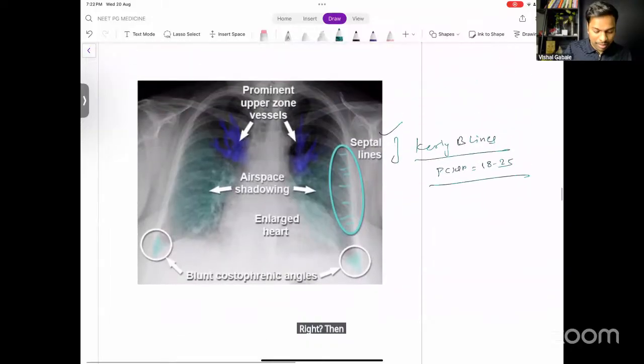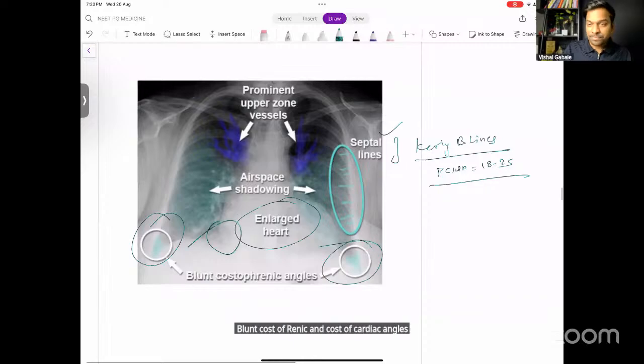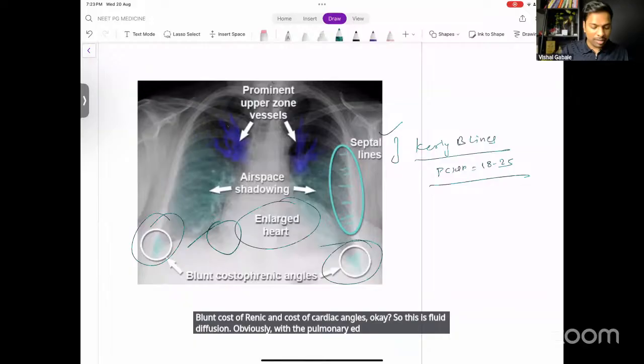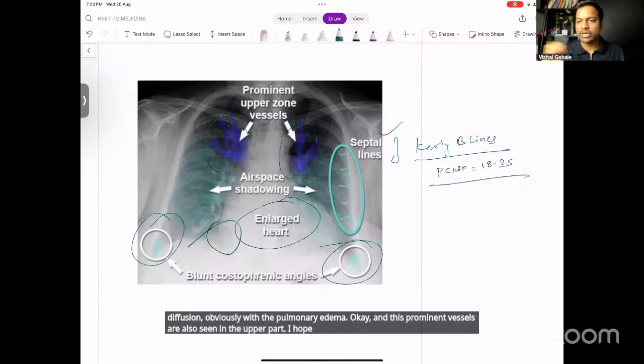Then apart from that, they have enlarged heart, blunt costophrenic and costocardiac angles. Okay, so this is pleural effusion, obviously with the pulmonary edema. And these prominent vessels are also seen in the upper part. I hope from now onward you will never get confused in the X-ray. Everyone is clear about this?